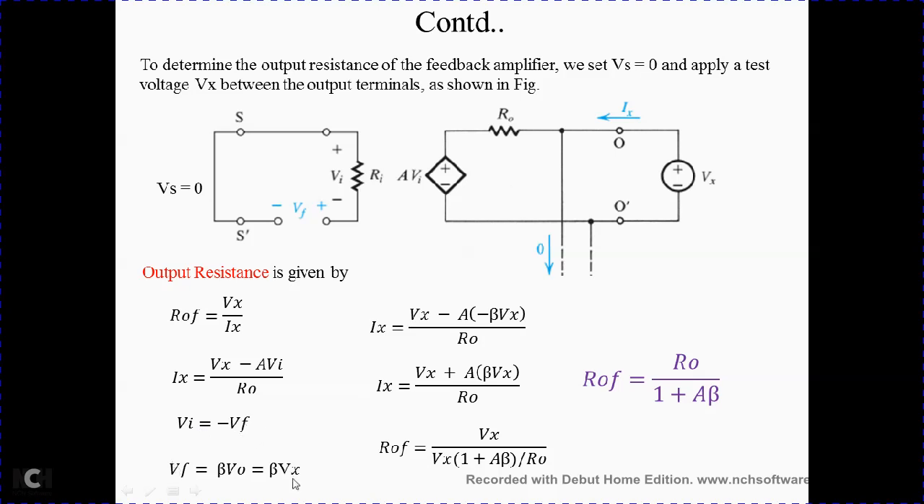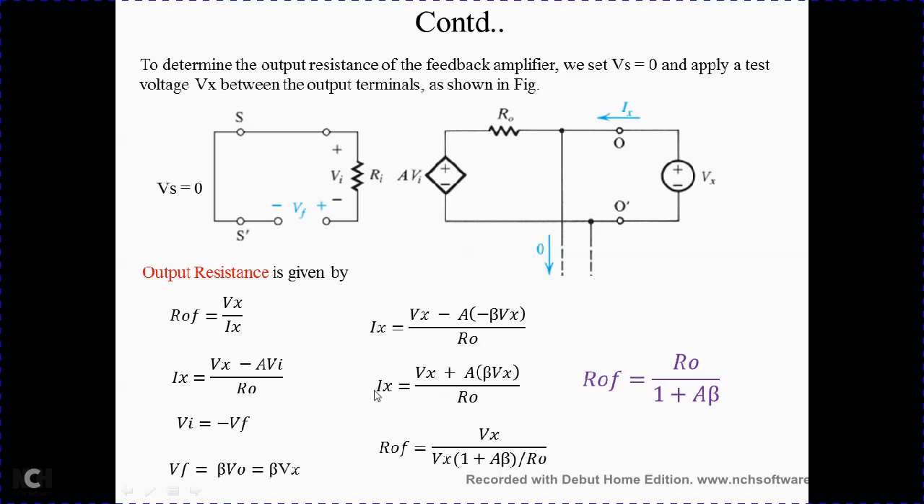Please put this Vf in this expression. So Vi is equal to minus beta times Vx, and that expression is placed in this Ix. So Vx minus A into Vi is nothing but Vx minus A into minus beta times Vx, divided by R0 as it is. Minus into minus gives plus, so Vx plus A beta Vx divided by R0. This is Ix. You can take Vx common so that you get 1 plus A beta.